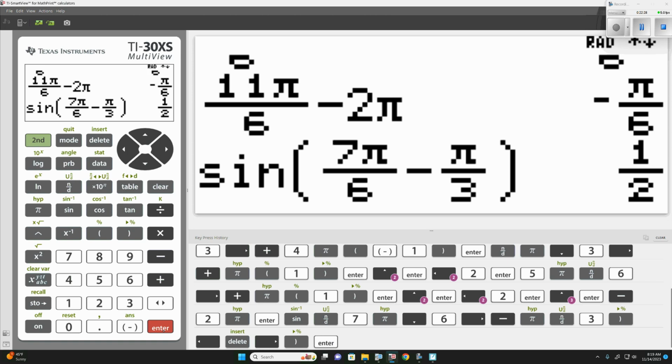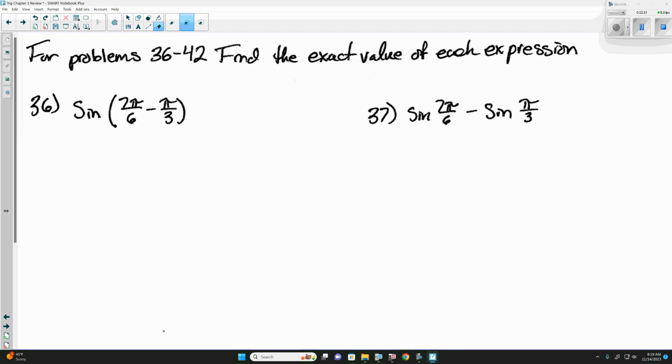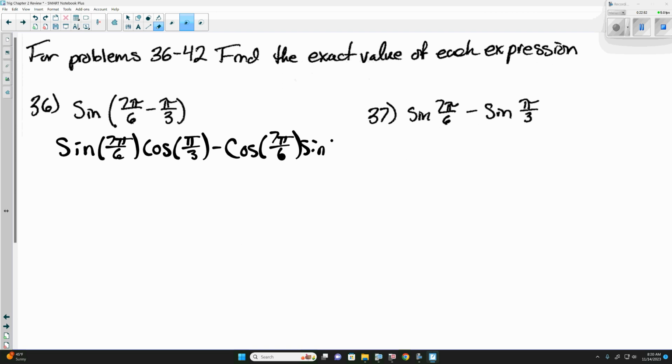1/2. Because if we wanted to find it for 36, we would use the difference formula. And the difference formula says that we'd have sine of alpha cosine of beta minus cosine of alpha sine of beta. And then we look at the unit circle.